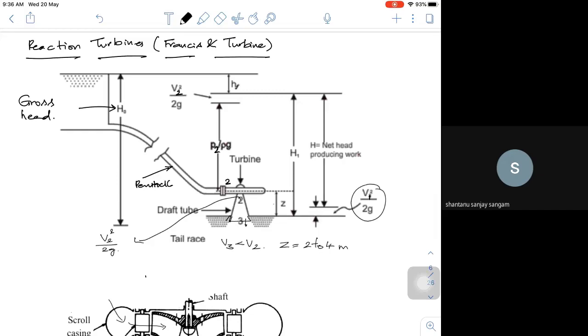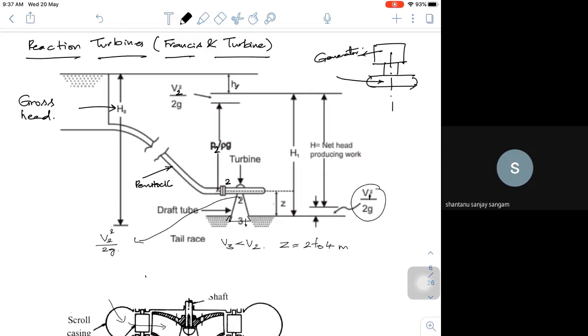Most of your reaction turbines are mounted vertically. This is the axis. Your turbine will be like this, so that the fluid enters like this, and your generator will be mounted somewhere here. This is how the construction of most of your reaction turbines used to be. And we do have a draft tube which allows the recovery of the pressure.